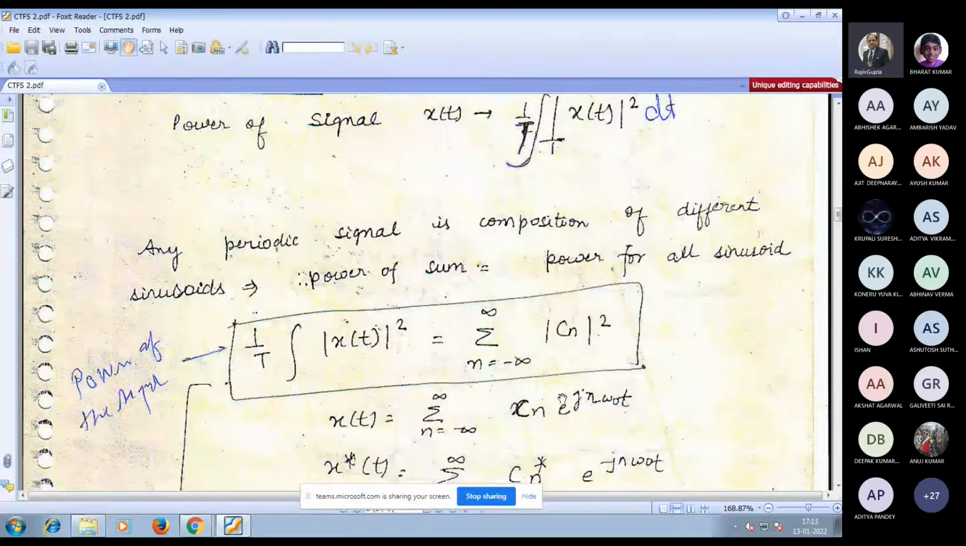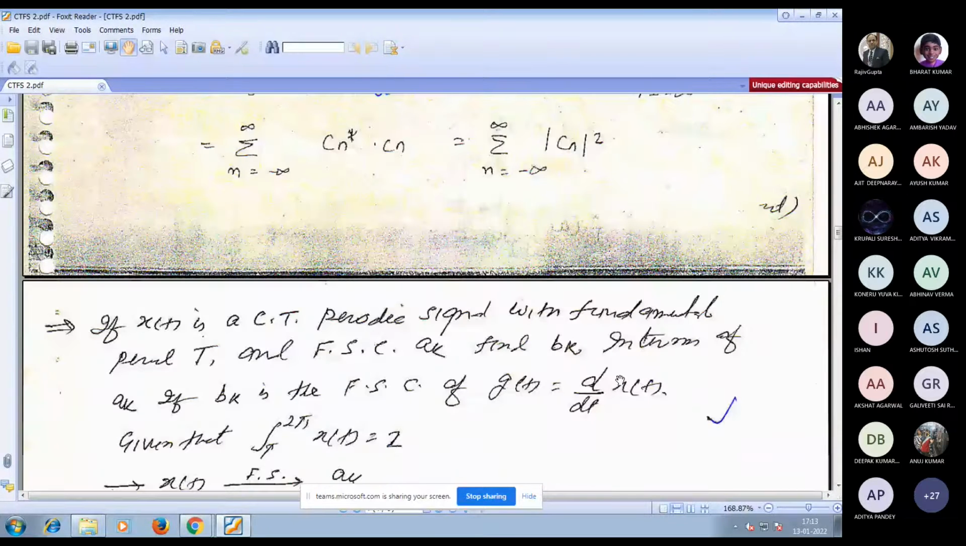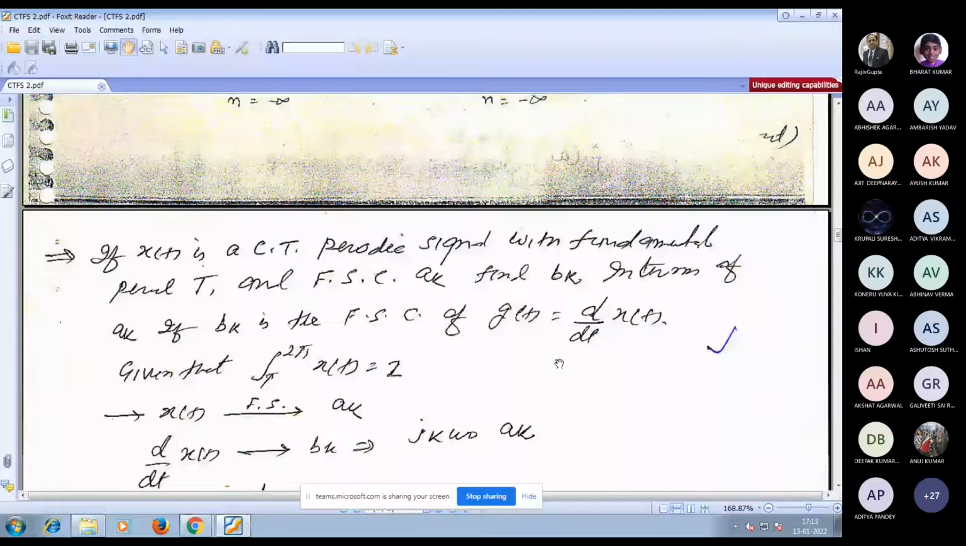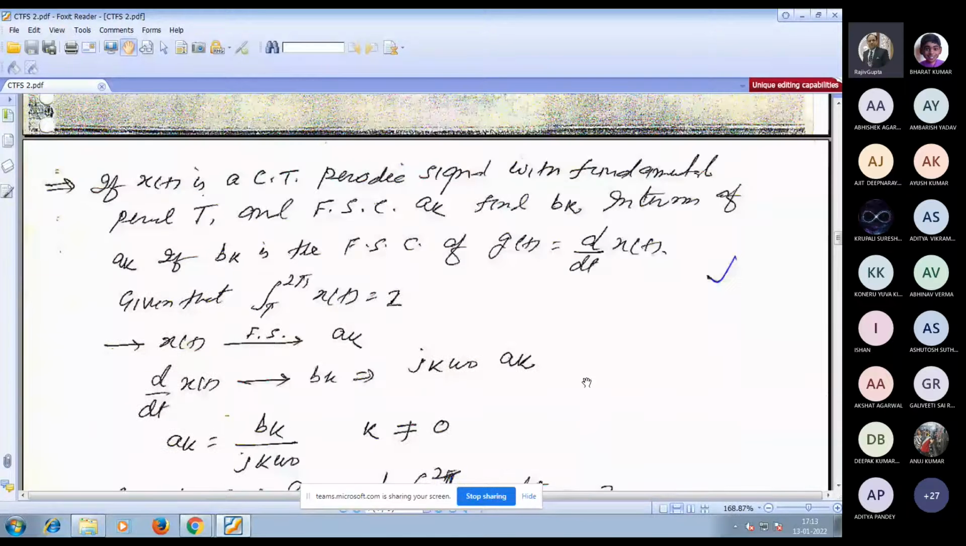I already told this is a very important property regarding the numerical setup. Now we will have some numericals related to this, and then we talk about other things.